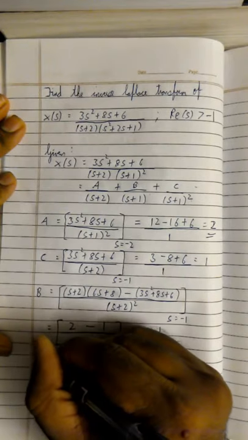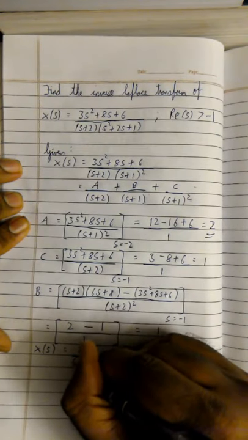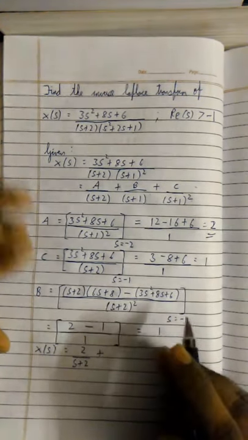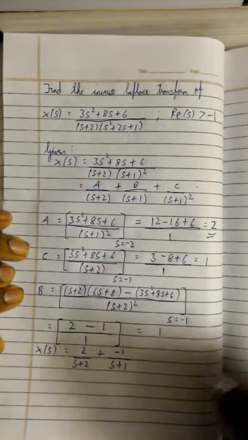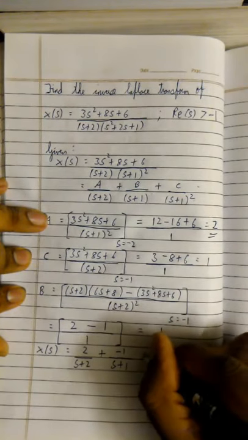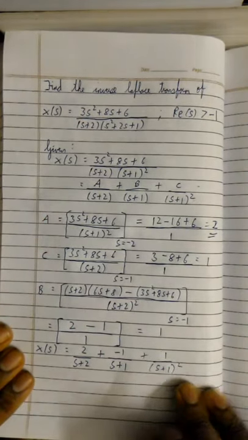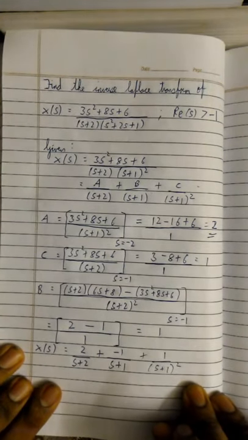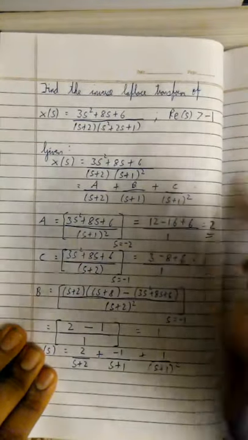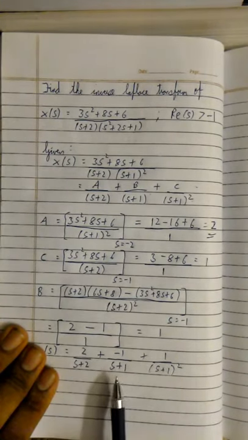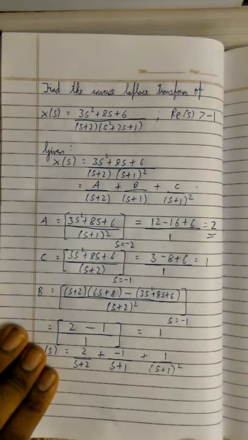So now therefore X of s is given by 2 by s plus 2, plus the value of B is minus 1, so minus 1 by s plus 1, and the value of C is 1 plus 1 by s plus 1 the whole square. Okay, so now we can find the inverse. Simple. As you can see, the inverse here is e raised to minus 2t, here the inverse is e raised to minus t, and here also the inverse is e raised to t into e raised to minus t, right?